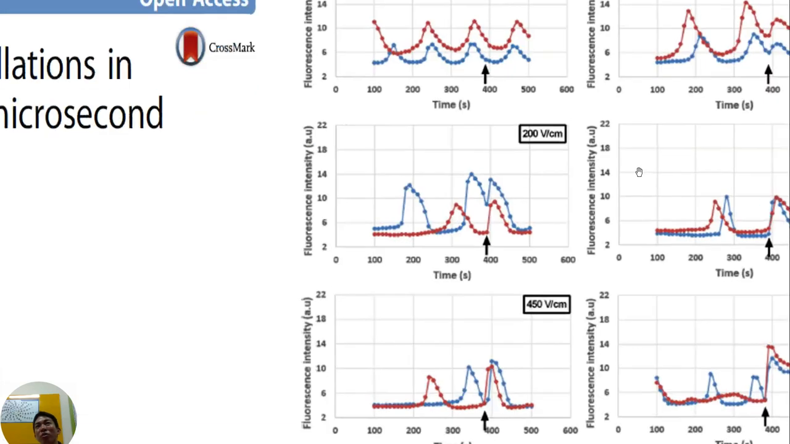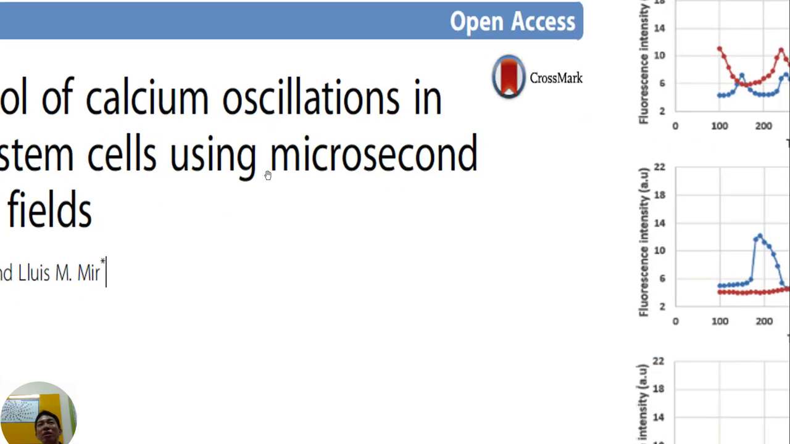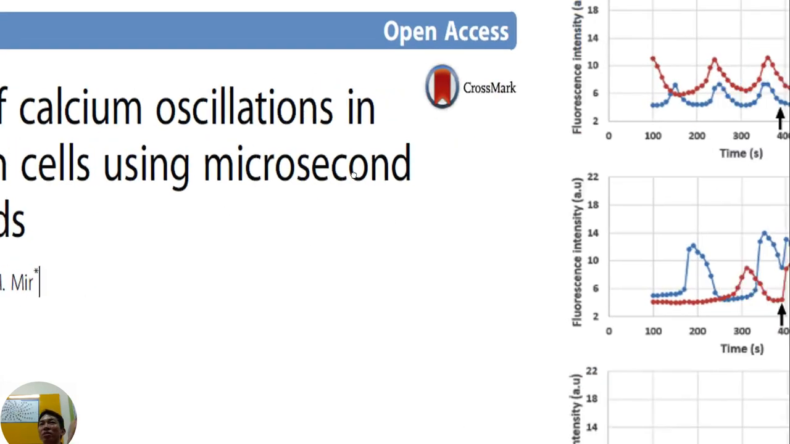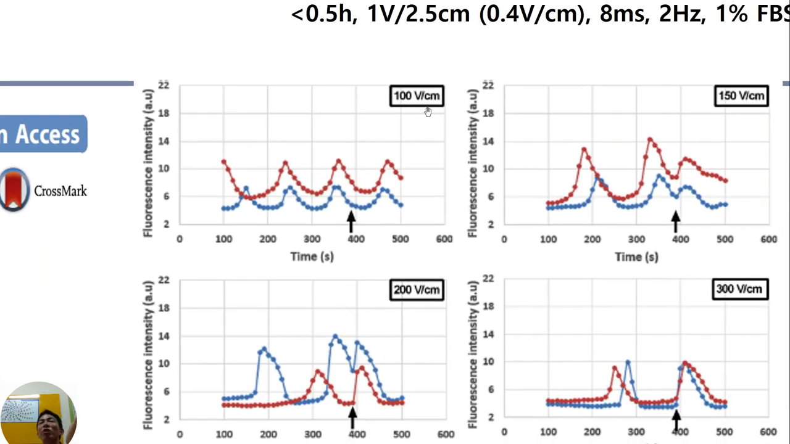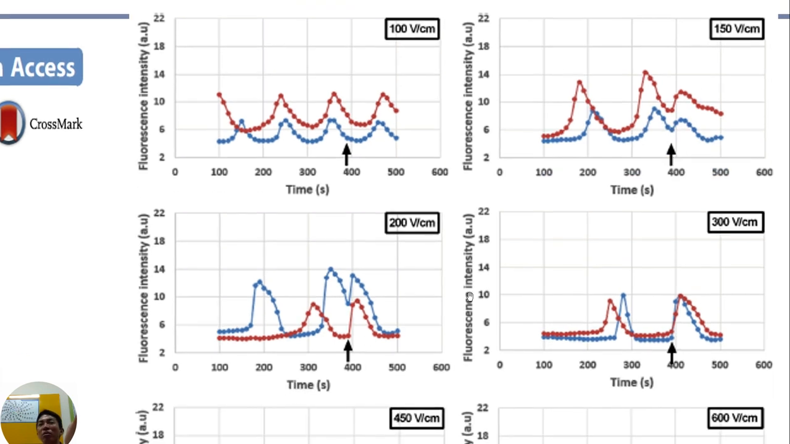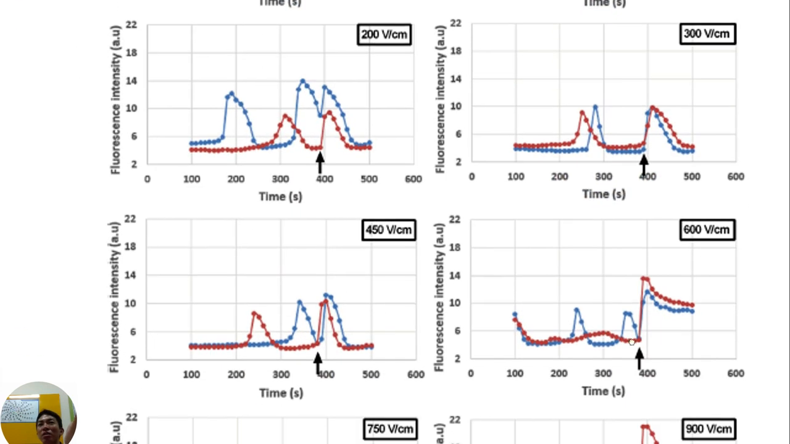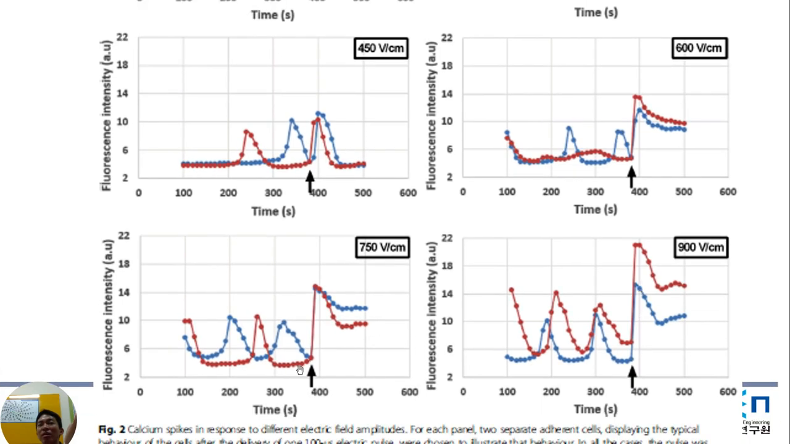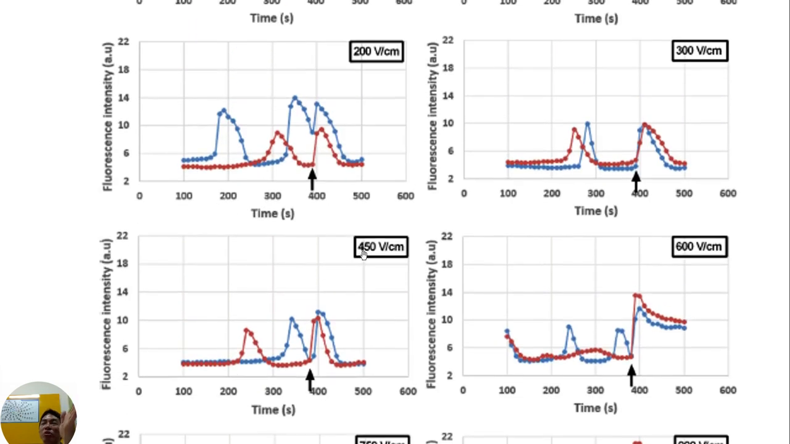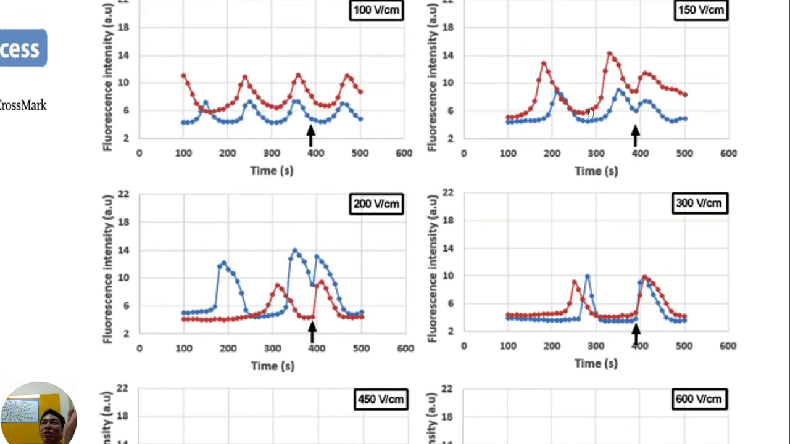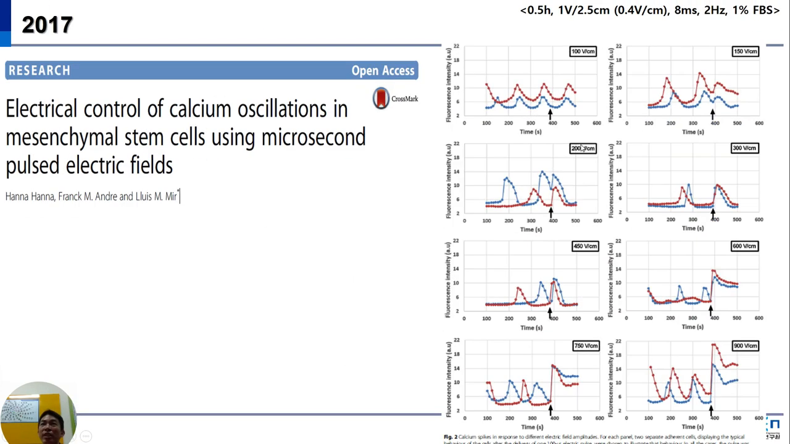So when they use this, they are using microsecond here. With microsecond pulses, what happened? At one voltage, no change. Little change, more change, like that. And then even the amplitude is increased. So they mentioned that depending on the voltage of the electric current, the behavior of the cell is changed, which means voltage dependent.